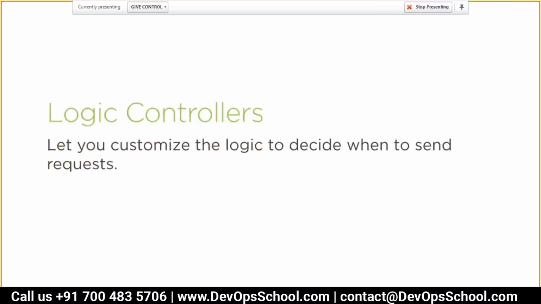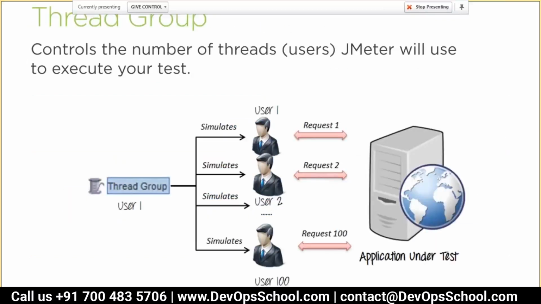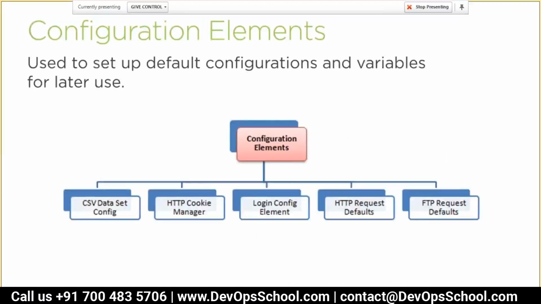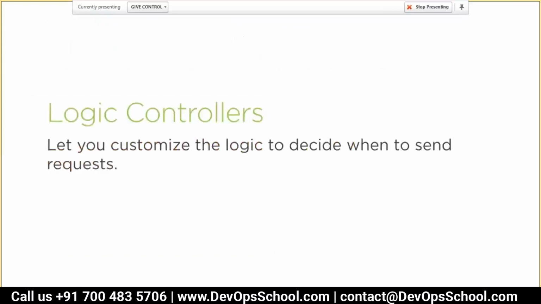Now what is a logic controller? A logic controller is one of the controllers which will let you customize the logic to decide when to send a request. Again, look at this here. In this, the thread group sends a request to the application. Under the thread group, you define the controller, and the one I am talking about is the logic controller. The logic controller decides when to send a request, so those conditions will go to the logic controller.